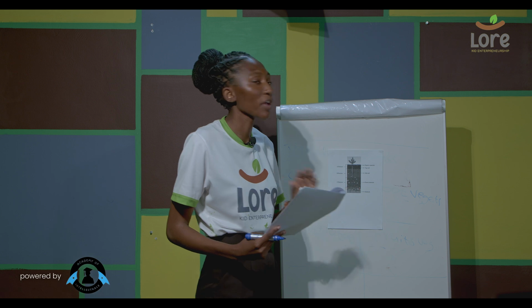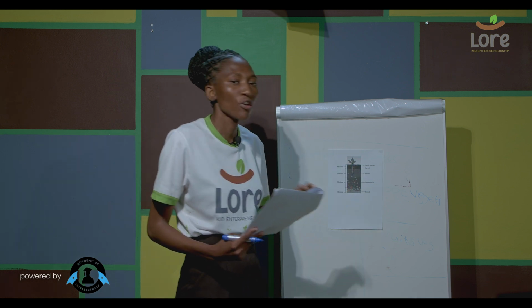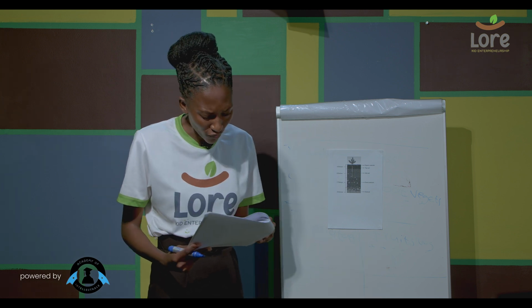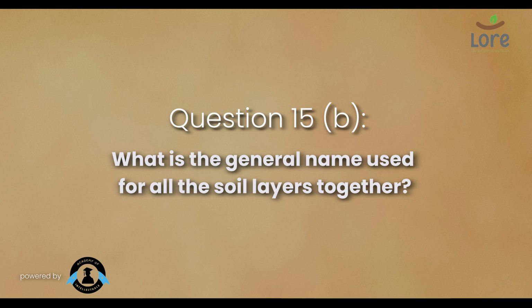And then that's how you earn your 3 marks. Please make sure that when you complete your diagram, you use a pencil. And then let's move on with question B. Question B is saying, what is the general name used for all the soil layers together?